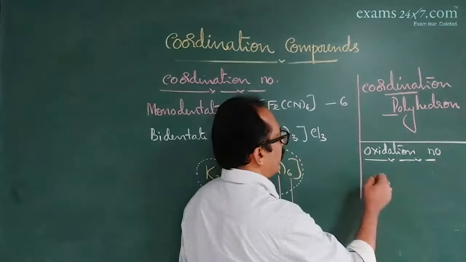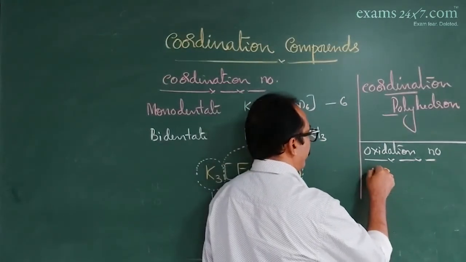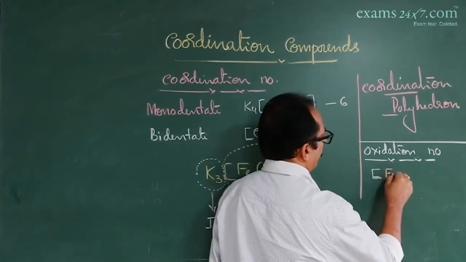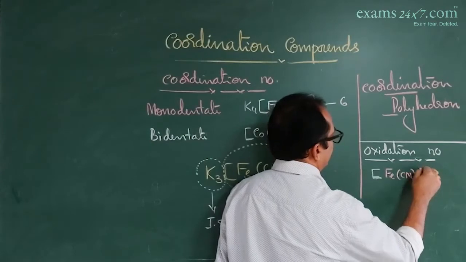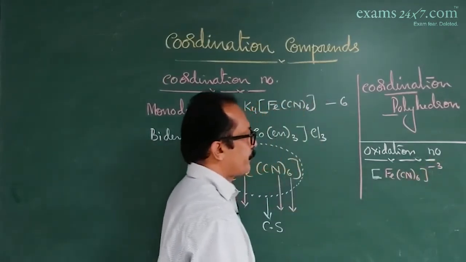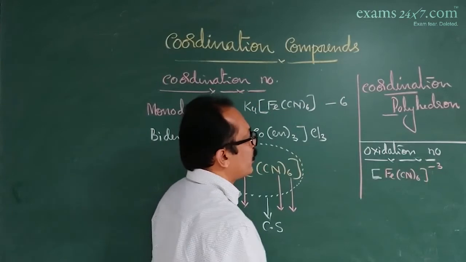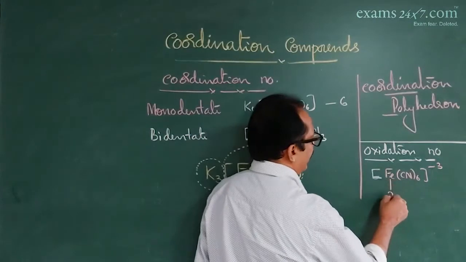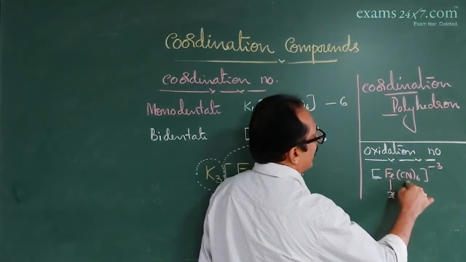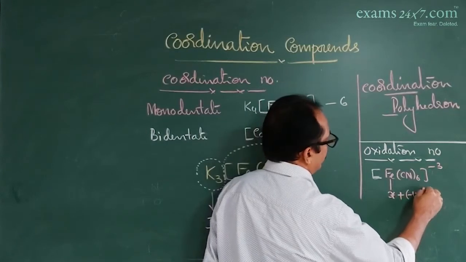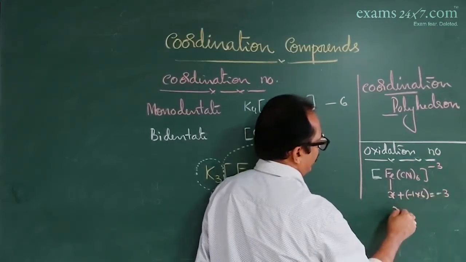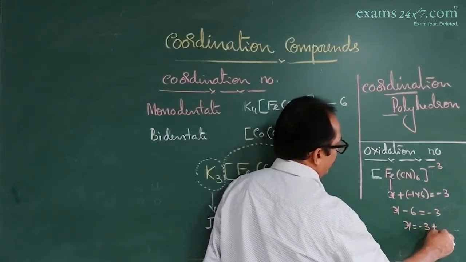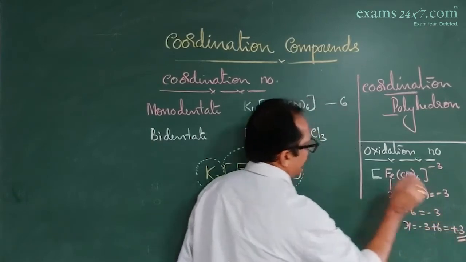For example, take the ferricyanide ion, [Fe(CN)6] 3 minus. What is the oxidation state of iron? As the name indicates, ferri means it is plus 3. How to calculate this? Let it be x. Cyanide is minus 1, into 6, equals minus 3. So x equals minus 3 plus 6, which is equal to plus 3.